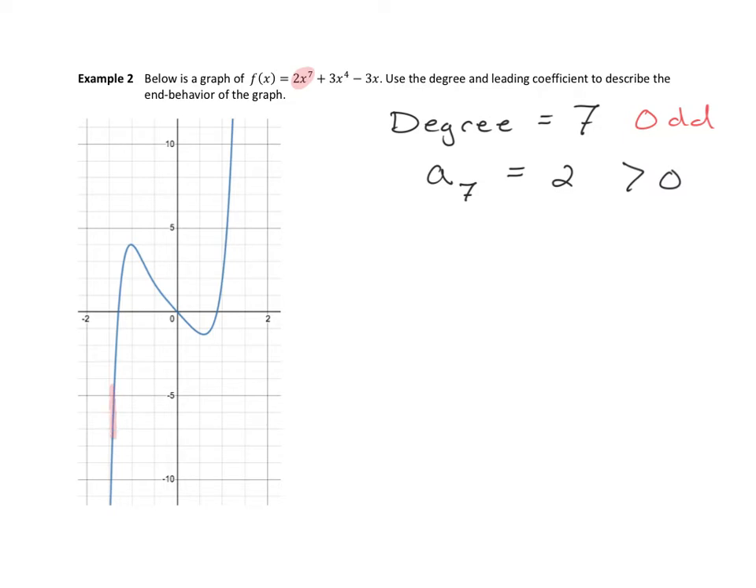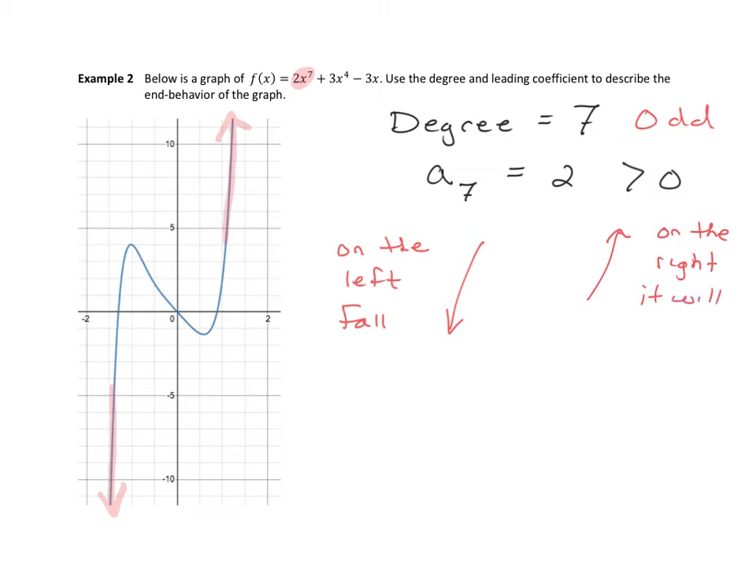So here's the end behavior of the graph. In this case, we can say on the left, it will fall, so it goes down, but then on the right, it will rise. And the reason for this is, if you only were to graph just the term 2x to the 7th, you get an equation that looks like this. It would come up like this, go through 0, and then cross over and continue to go up like this.